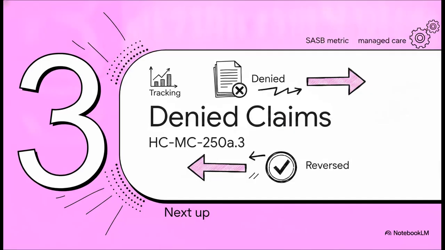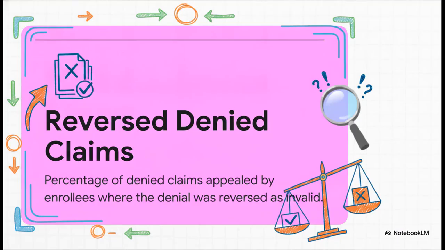All right, on to Section 3, Tracking Reversed Denied Claims. This is SASB metric HC-MC250A.3. This metric is a really fascinating look at the friction points of managed care. By definition, it tracks the percentage of claims that the plan initially denied, which the customer then appealed, resulting in the plan actually reversing its decision and finding the original denial invalid.